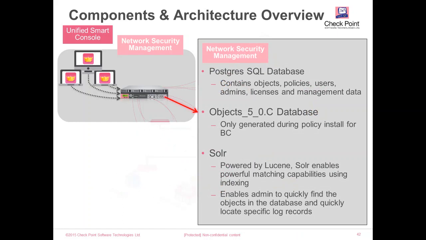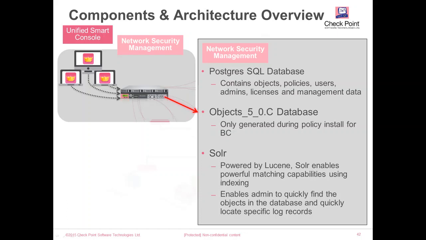Within the R80 Security Management Server, we have three main components. We have the PostgreSQL database that contains objects, policies, users, administrators, license, and management data. So this is basically what's powering the change. This is a relational database allowing concurrency of administrators. If you're searching for the objects_5_0.C database file within the R80 Security Management Server, you will find it and see that it still exists. This file is no longer used to store database objects, but it's only generated during policy install for backward compatibility gateways, pre-R80.10 gateways.